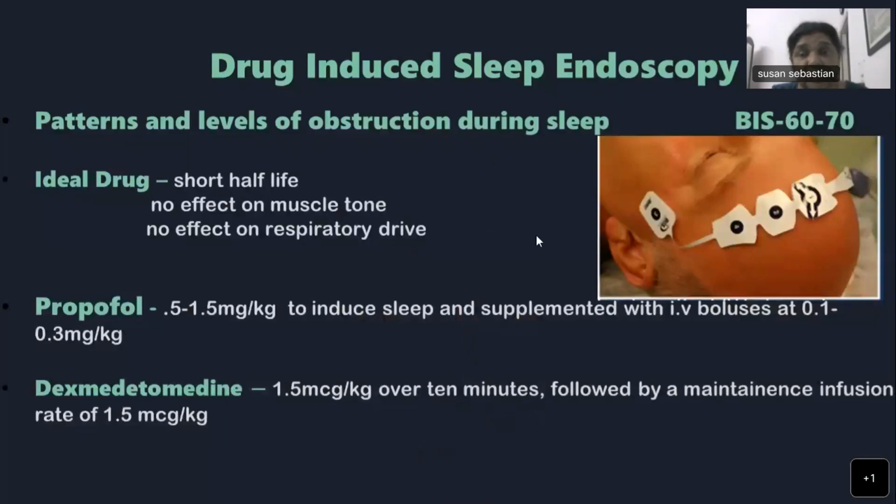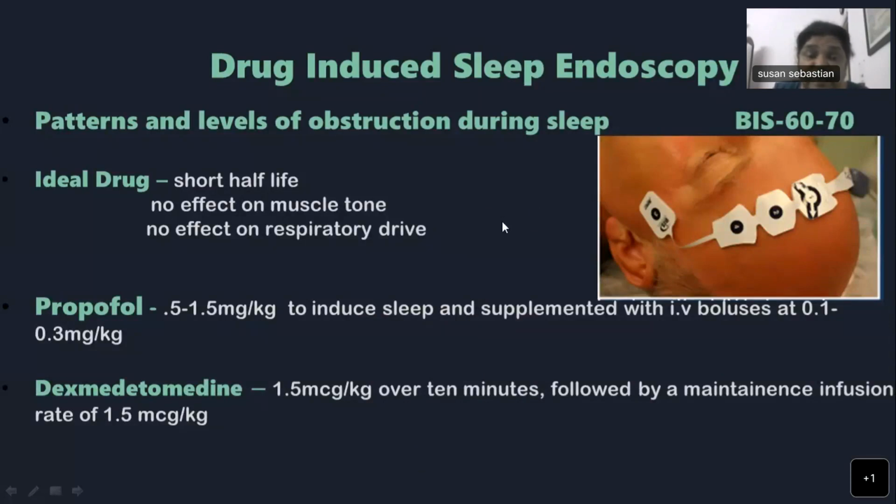Now comes the most important investigation as far as ENT surgeons are concerned. We are into surgical correction of obstructive sleep apnea in indicated cases. That is drug-induced sleep endoscopy. We are trying to do an endoscopy when the patient is sleeping. You know, it is not an easy procedure to do an endoscopy while the patient is sleeping. The patient will naturally wake up. So we are trying to mimic sleep as much as possible.